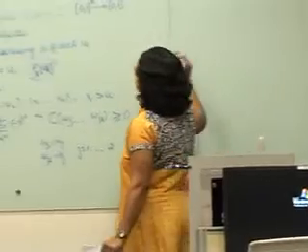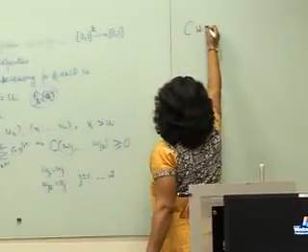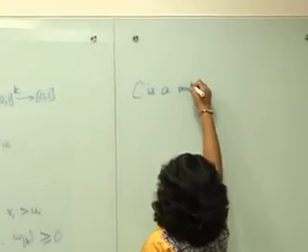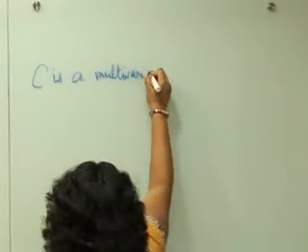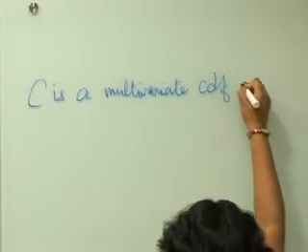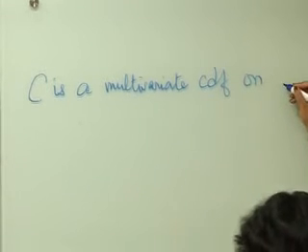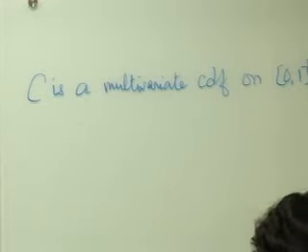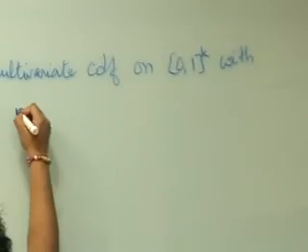So what that means is that a Copula function is in particular a multivariate CDF on [0, 1] to the power k with uniform [0, 1] marginals.